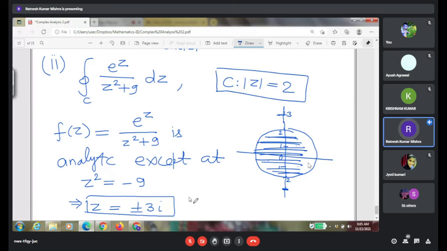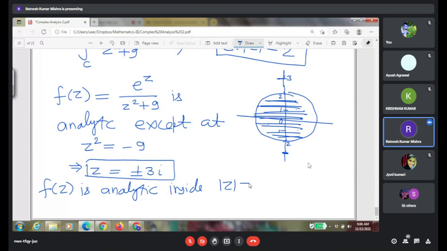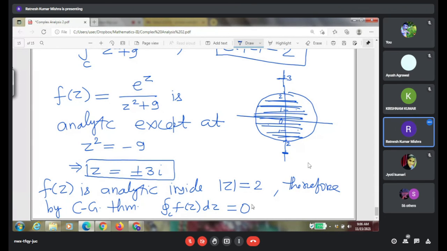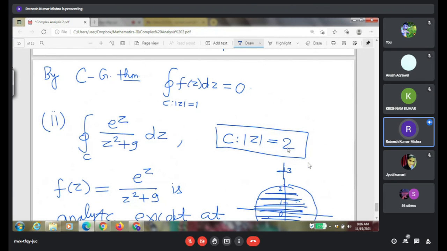So here we can write f(z) is analytic inside |z| = 2. Therefore, by the Cauchy-Goursat theorem, the integral over C of f(z) dz is 0. But suppose it is given |z| = 3, 4, whatever, then this is not 0, because f(z) is not analytic in the given region.